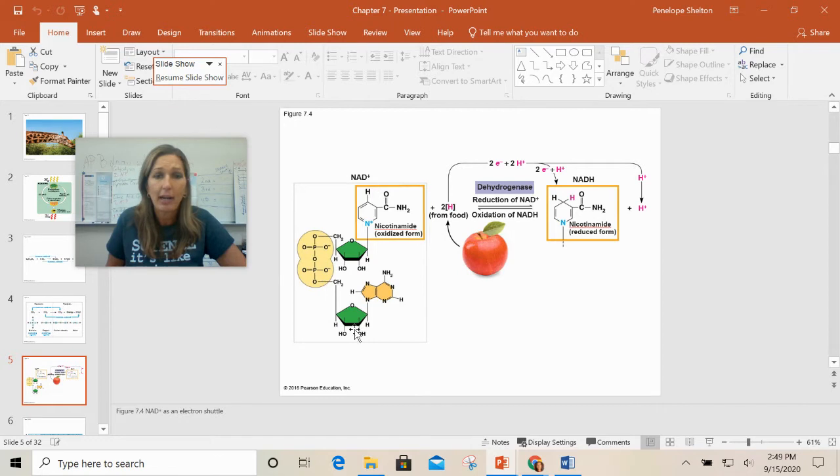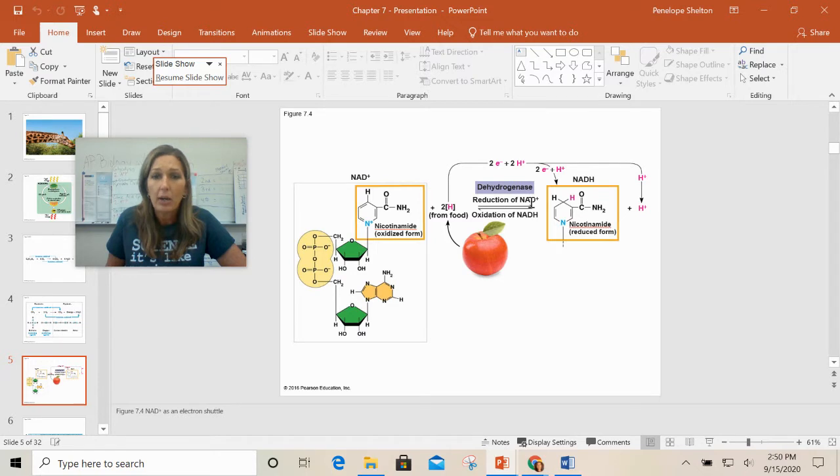You do not need to recognize this molecule and its structure, but the structure does kind of look familiar to you. It kind of looks like it's a nucleotide with an additional sugar, and you don't need to know that. However, NAD+ is what you definitely need to know. NAD+ has the ability to transport electrons. And then when it actually does pick up electrons and a proton, it actually now is NADH.